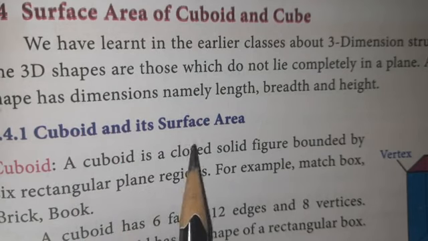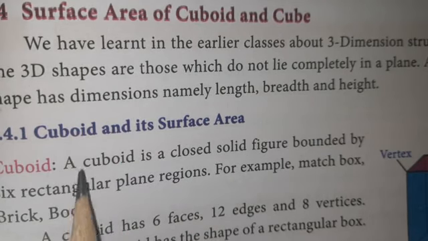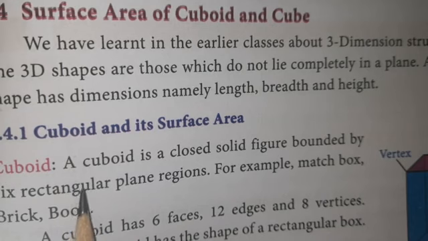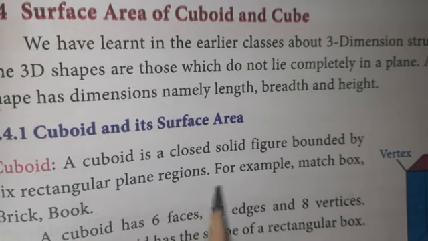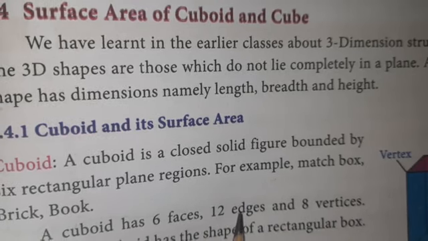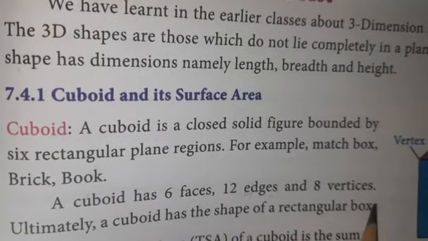Cuboid and its surface area. First we are going to see the cuboid. What is a cuboid? A cuboid is a closed solid figure bounded by 6 rectangular plane regions. For example, matchbox, brick, book. A cuboid has 6 faces, 12 edges and 8 vertices.